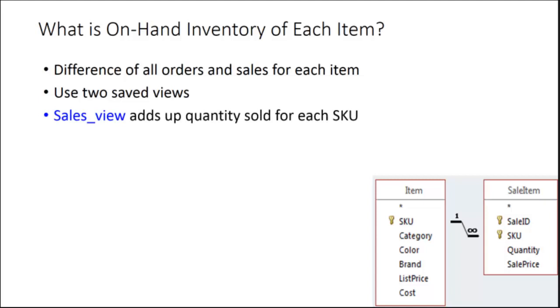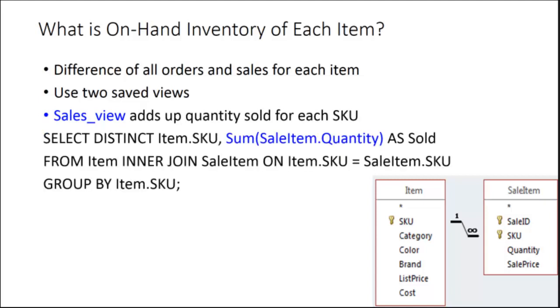In sales view, we add up the quantity sold for each stock keeping unit. So that's a simple query. We prevent repeating sales of the item by using distinct stock keeping unit and then add up the quantities for each transaction. So we'll add up all those units sold for each stock keeping unit from the join of these 2 tables, item and sale item, and group by item stock keeping unit. We'll save this as sales view.